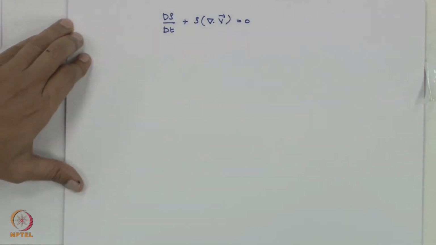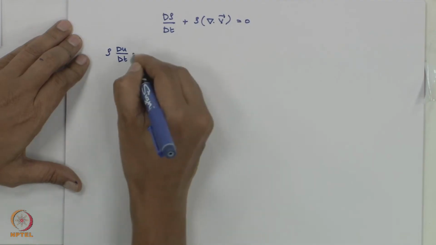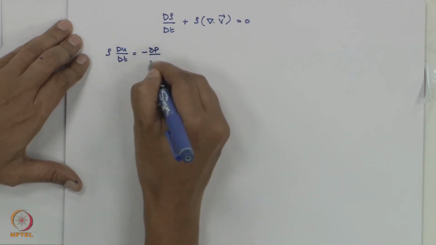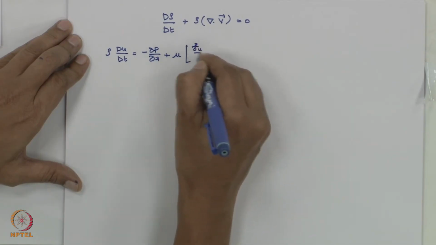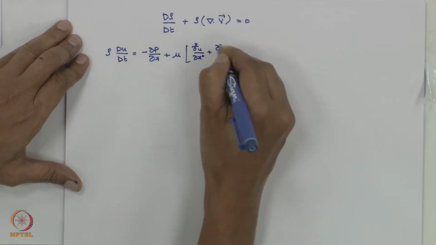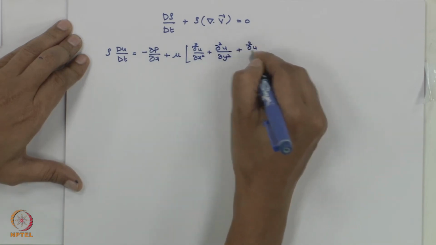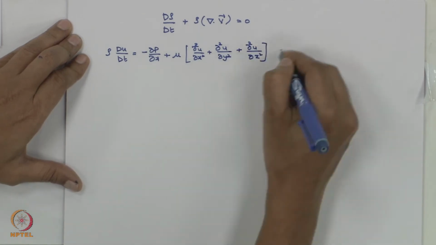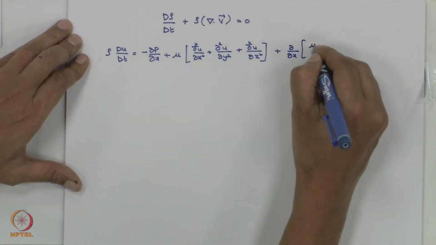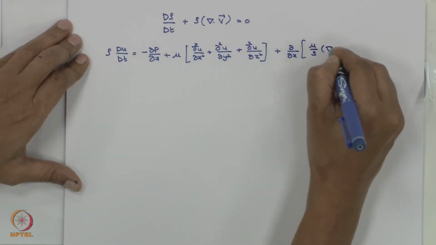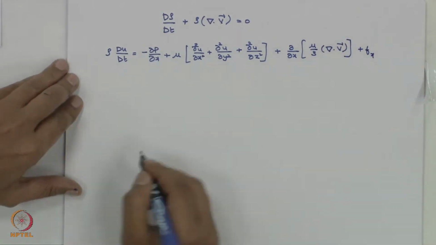Conservation of momentum, what do I get? Rho du by dt equal to minus del p by del x plus mu times del squared u by del x squared plus del squared u by del y squared plus del squared u by del z squared, plus del by del x of mu by 3 del dot v, plus fx. This is the x momentum equation.